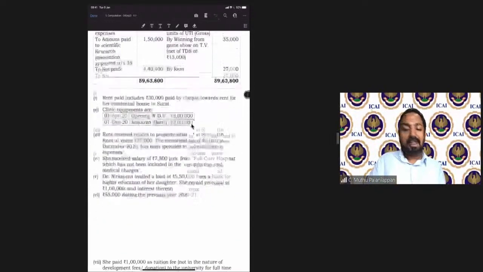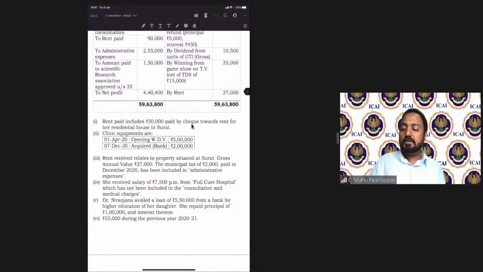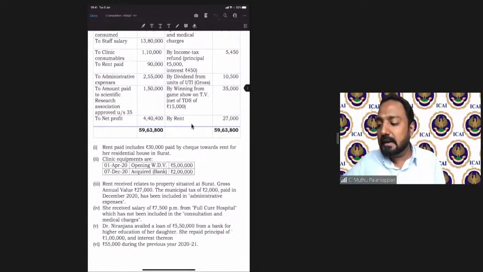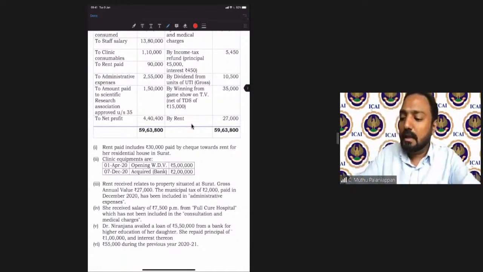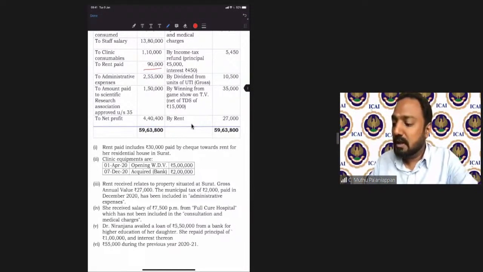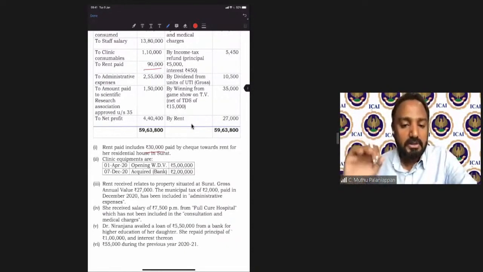The first one is about rent paid, which is 30,000 towards rent. The 90,000 which we are talking about includes this 30,000, which is personal. Is personal expenditure allowed? It is not allowed. So basically we need to ignore this 30,000 from that 90,000 expenditure. Next point is clinic equipment.